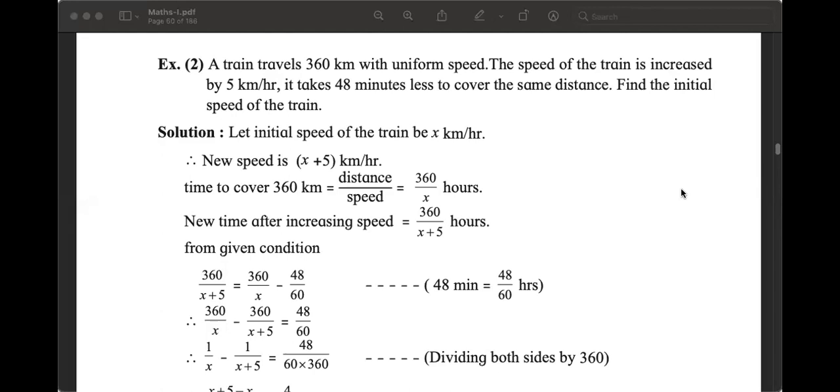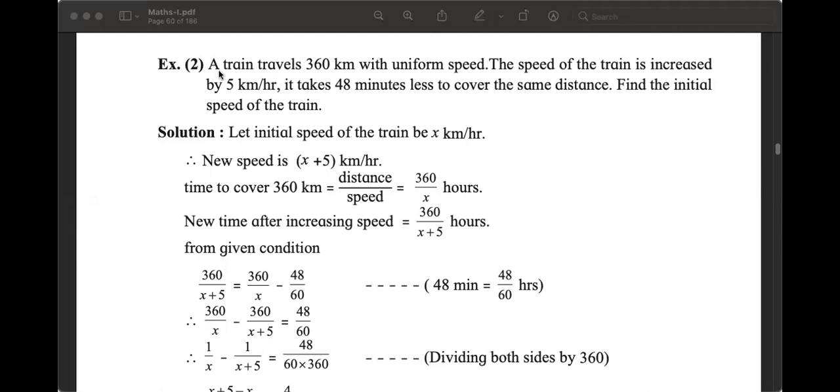The second question, as a solved example, reads: a train travels 360 km with uniform speed. Now we are looking at science. The speed of the train is increased by 5 km per hour. It takes 48 minutes less to cover the same distance. If the speed of the train is increased by 5 km per hour, it takes 48 minutes less to cover the same distance.